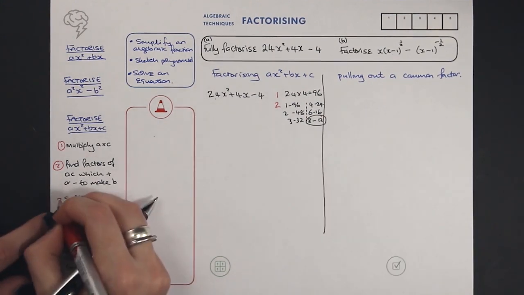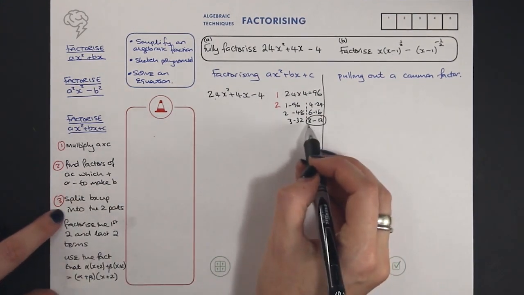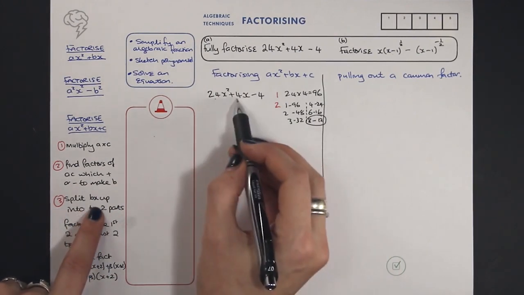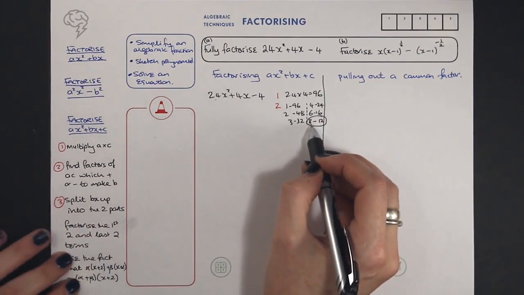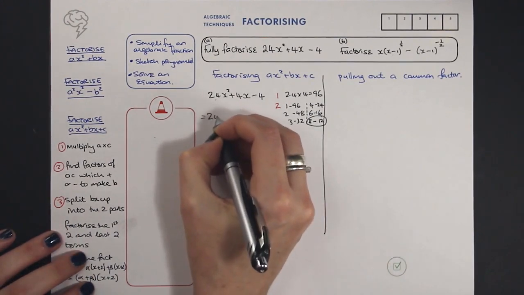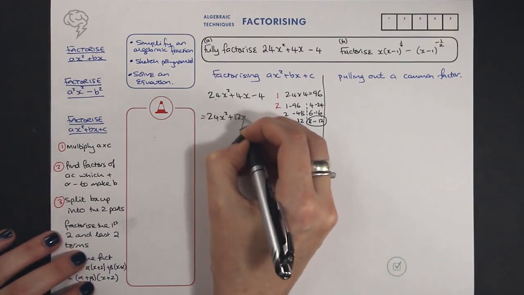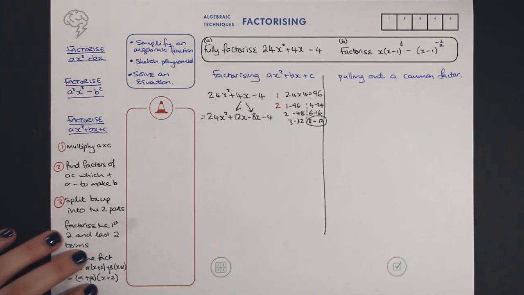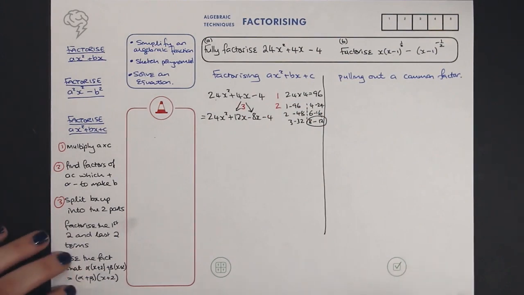Okay, now that we've found the 8 and the 12, that are factors of 96 that have a difference of 4, we're going to split that 4x up into 12x and 8x. Doesn't matter which way round you write them. You just split up that bx, this is step 3, split up that bx into those 2 bits.